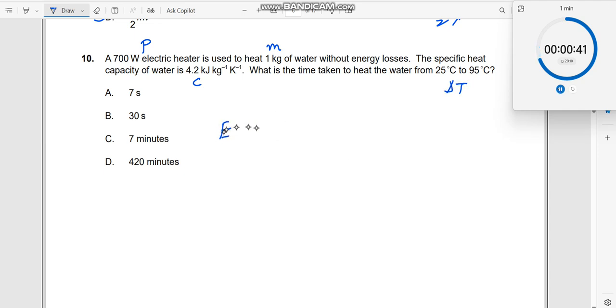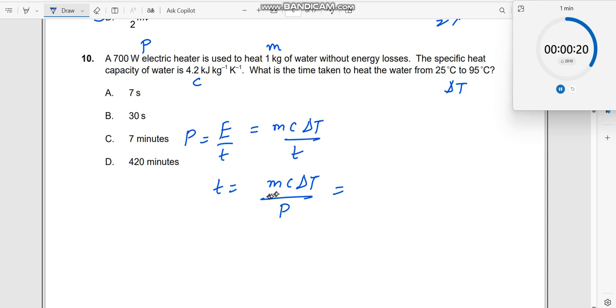We know that the energy required to heat an amount of water by a given delta T is given by E equal to MC delta T. Now, if I divide by time on both the sides, what do I get here? This will be called power, right? So, what do I need here? I need the value of T. So, T should be equal to MC delta T divided by P.